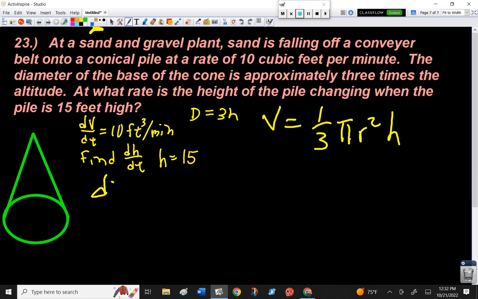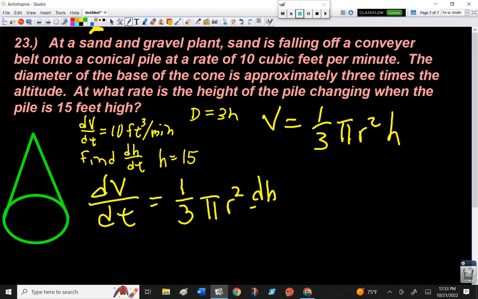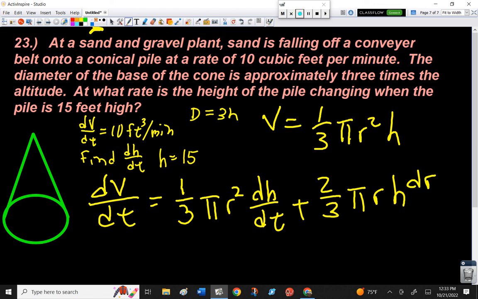dV/dt is going to be 1/3 pi r squared dH/dt plus 2/3 pi r h dr/dt. We took the derivative of this before, okay, and that's what we ended up getting.